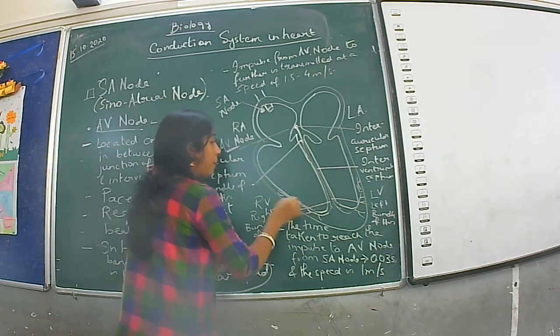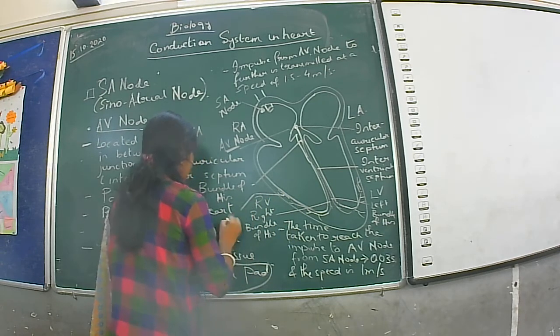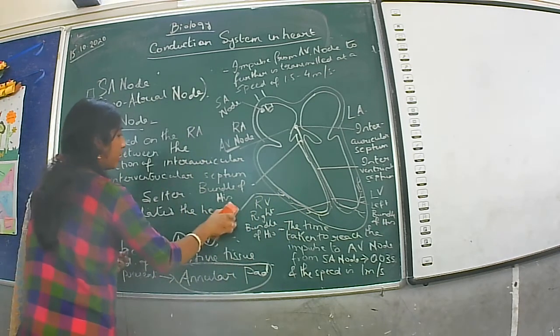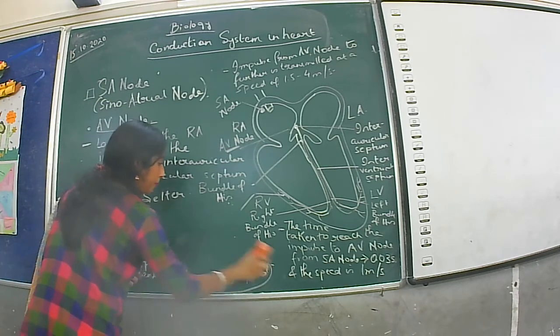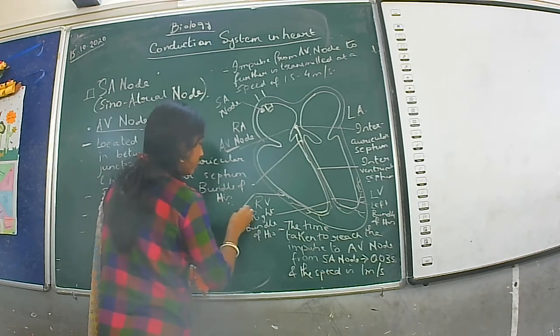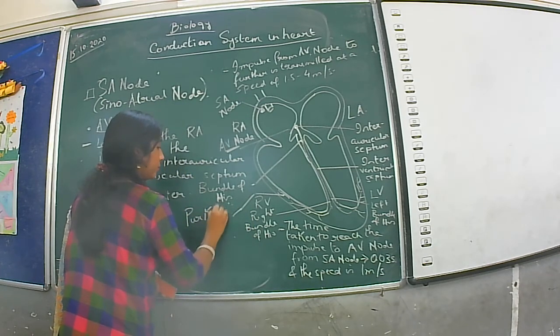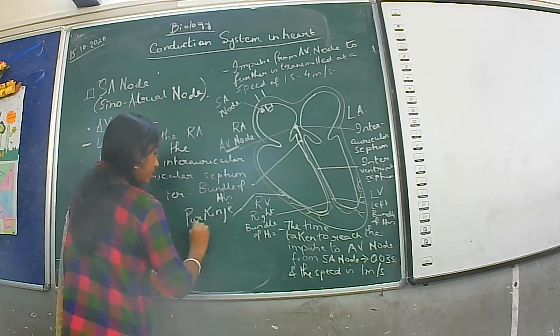These fine branches are known as, let me rub this off because it is getting messed up. These fine fibers are known as Purkinje fibers.